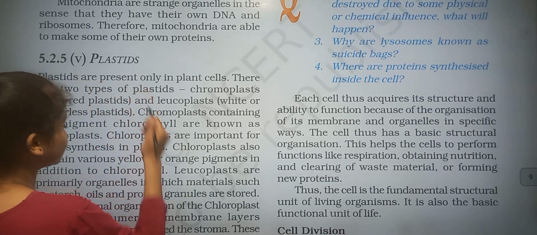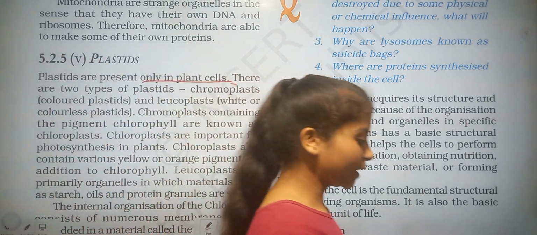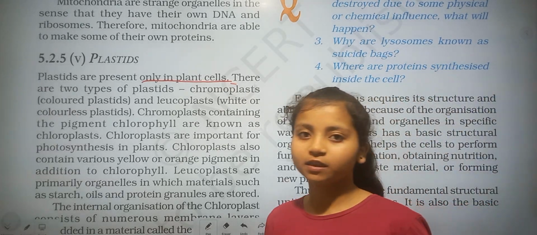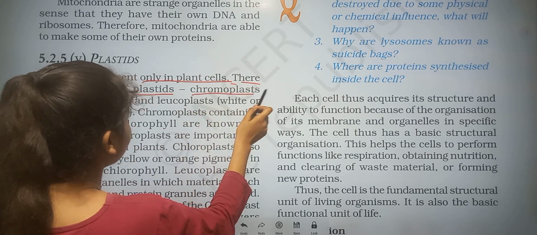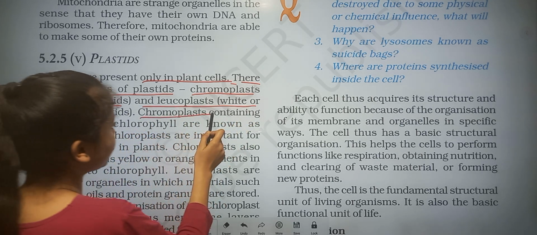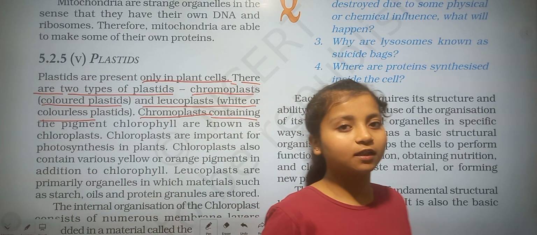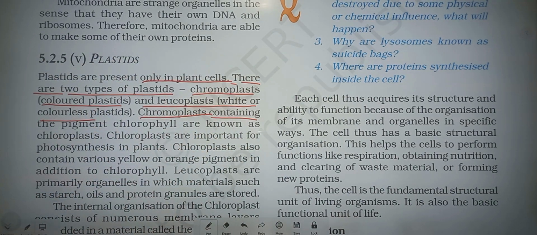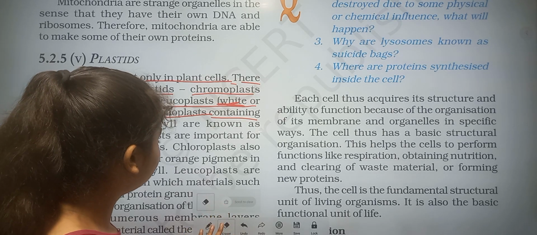Plastids are present only in plant cells. A plastid is an organelle that is only present in plants. There are two types of plastid: chromoplast, the colored plastid, and leucoplast, the white or colorless plastid.